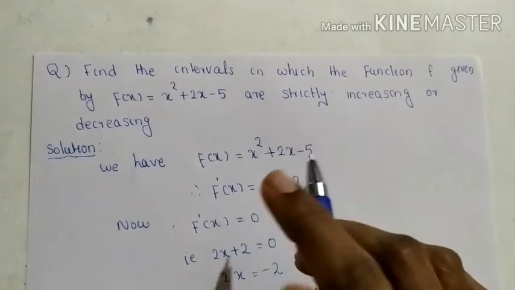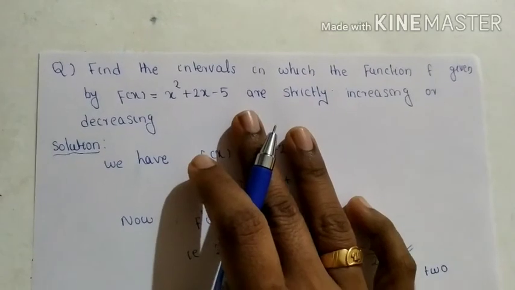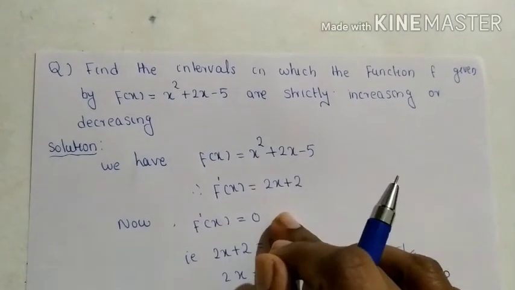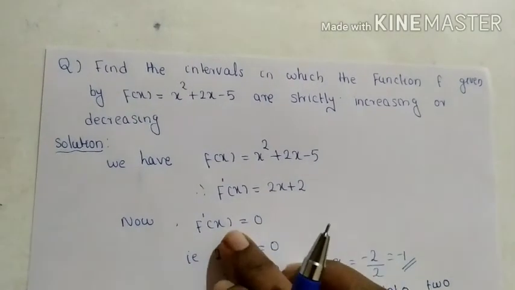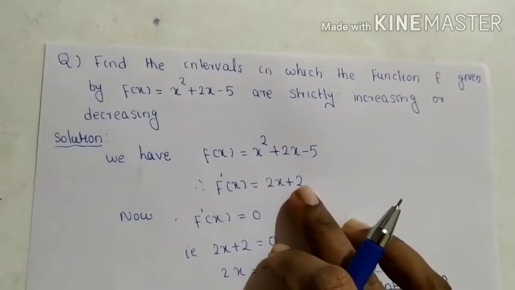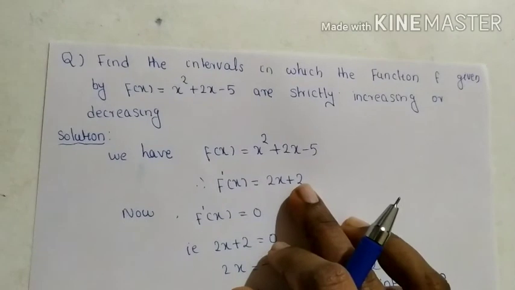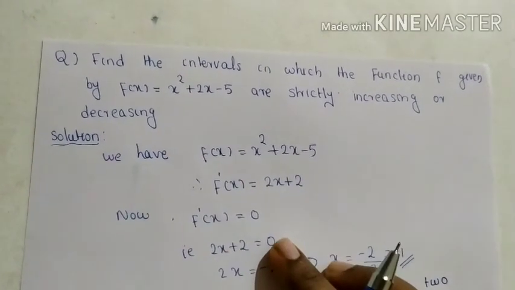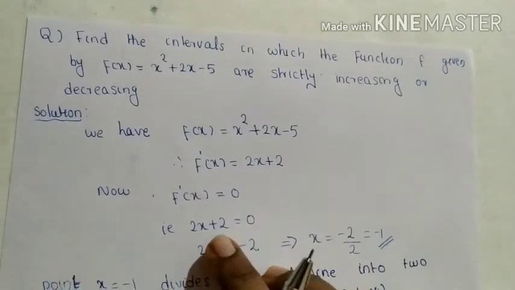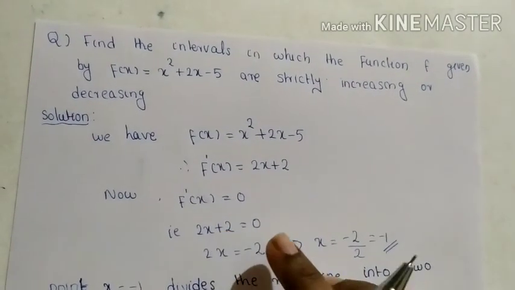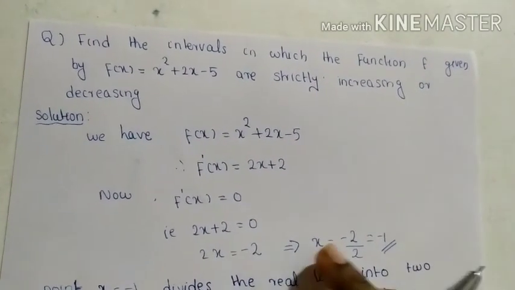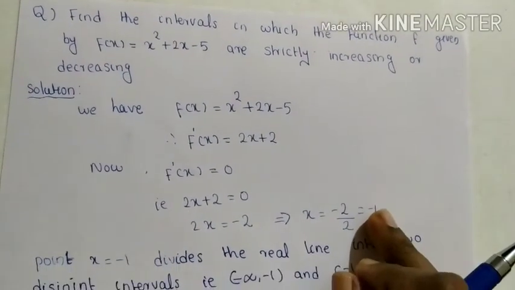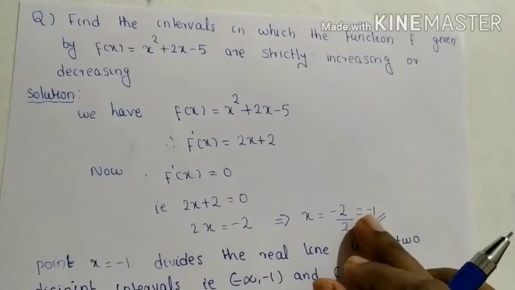Next we need to find the intervals. So next I am going to put f dash of x equal to 0. Substituting, we get 2x plus 2 equal to 0. So 2x equals minus 2, taking the plus 2 to the right-hand side. From this we get x equal to minus 1. So the point is x equal to minus 1.